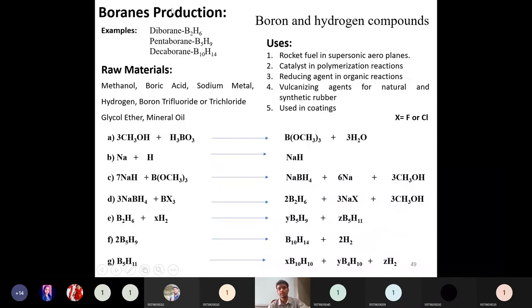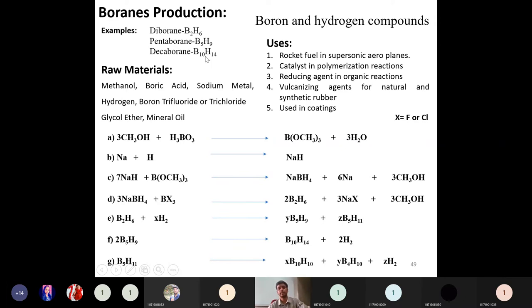So what are boranes? By definition, boron plus hydrogen compounds are called boranes. There are three types of boranes which are used as high energy chemicals: diborane, which is B2H6, pentaborane, which is B5H9, and decaborane, which is B10H14.